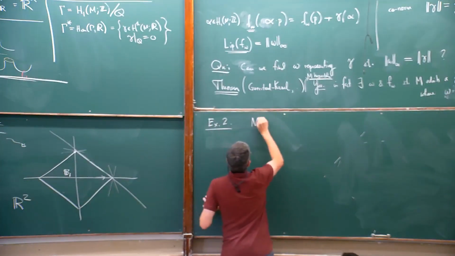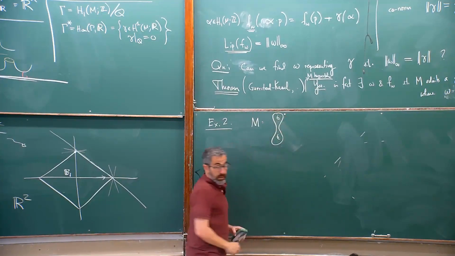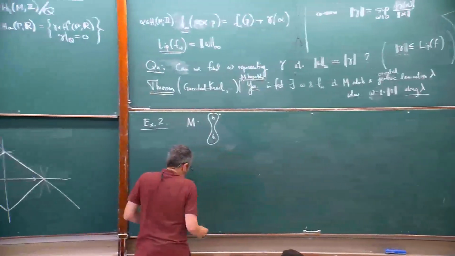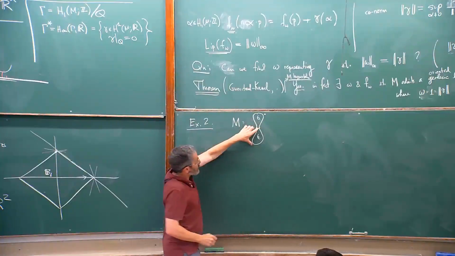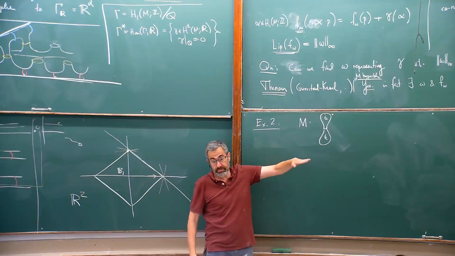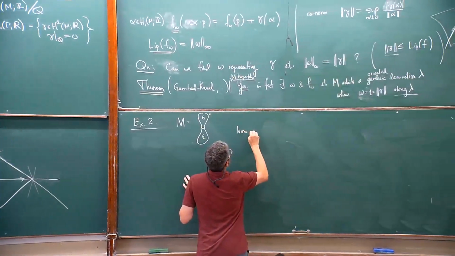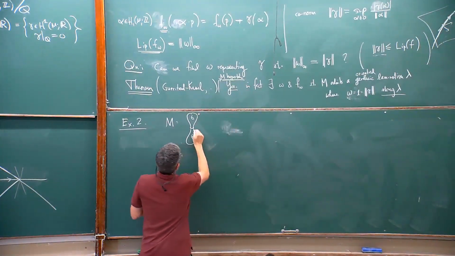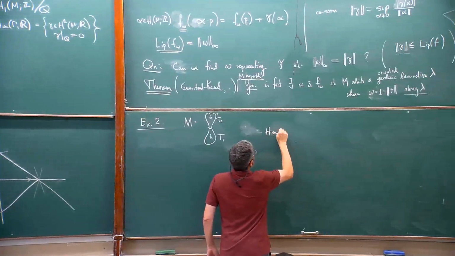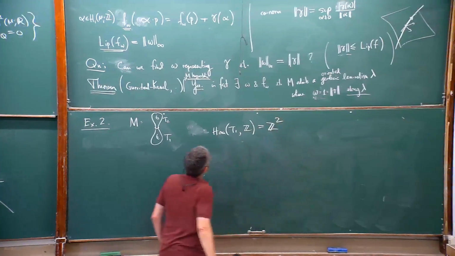Example 2. I'm going to take the same manifold as before. Okay, but this time I will take a different cover. I'm going to cut it along this piece. So the bottom piece is a torus, and the homology cover of the torus is a Z2 cover. Right? So if I take the homology cover, let's call this the bottom surface T1, and this is T2 maybe.